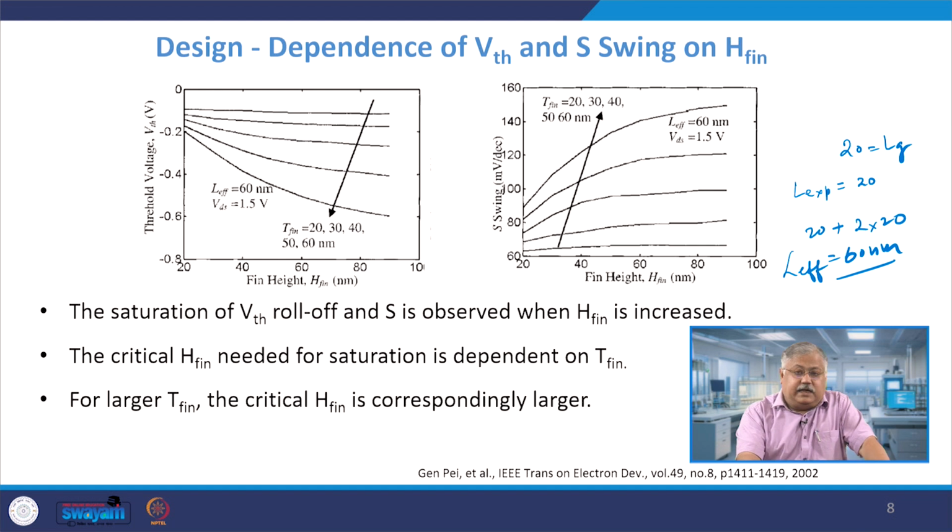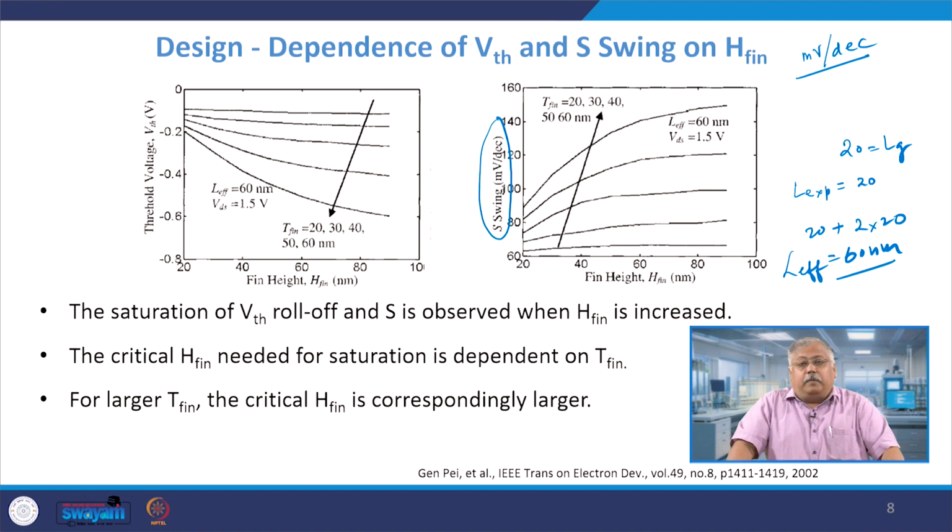Let us look at the right hand side figure. Here we plot the subthreshold swing, which is millivolt per decade. As I discussed with you, millivolt per decade, why? Because for a 1 decade change in the drain current, how much gate voltage should I change, that is basically defined as my subthreshold swing, and therefore it is given as millivolt per decade. If you plot that with fin height, then as the fin height increases, subthreshold swing degrades actually, which means that for a higher fin you require a larger gate voltage to do it.